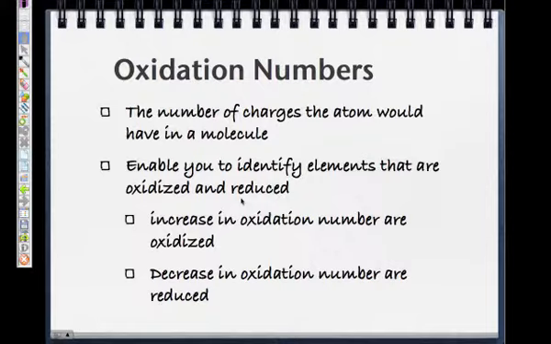When we say that something's oxidized or reduced, we're talking about where electrons are going. If it gained an electron, would the oxidation number go up or down, do you think? If it gets one more electron, one more negative, the number would go down because you add a negative number. If you lose an electron, your oxidation number will go up.